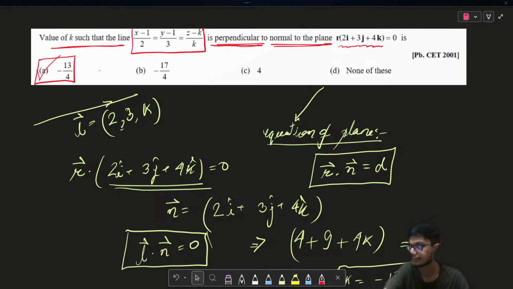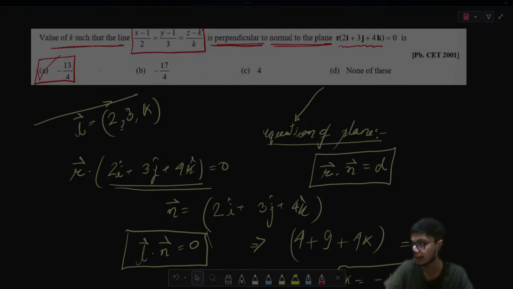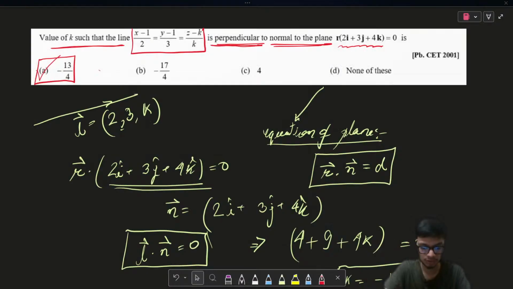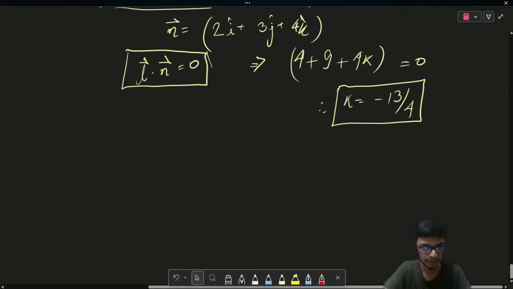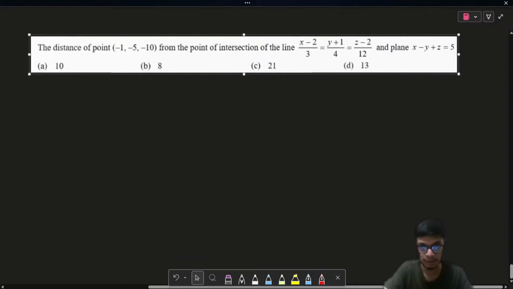So let me give you another problem where you can apply the concept of a line, a point and a plane in one particular problem, right? This is a very useful and fundamental problem. Let me show you the problem. So this is the problem that you have on the screen.